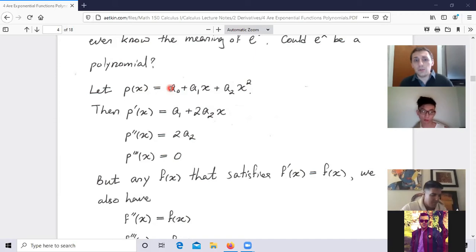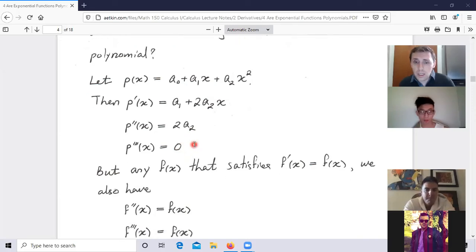So could e to the x be a polynomial of degree 2? The answer is no, because take derivatives enough, take up to the third derivative and you get zero. And e to the x is clearly not equal to zero, or any function that at zero equals one and whose derivative does not make it disappear cannot be the zero function.